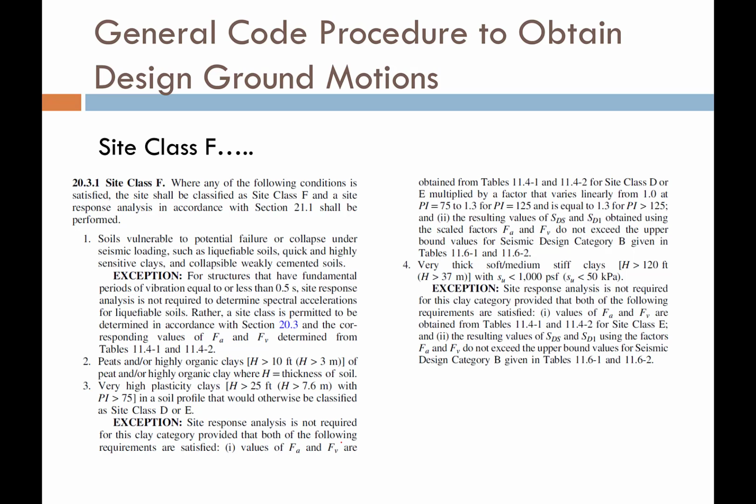design, to be conservative. The last category for Site Class F is very thick, soft, or medium stiff clays. By very thick, it defines it as thicker than 120 feet or 37 meters. And you can see the average undrained shear strength is less than 1,000 PSF. So that's some pretty goopy stuff. And there's another technical exception with that. We won't focus too much on that. But that's how we get our Site Class F.